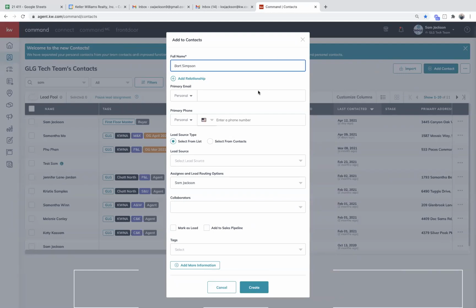Okay, then we're going to put in their email. Again, Bart Simpson, at gmail.com. Telephone number.